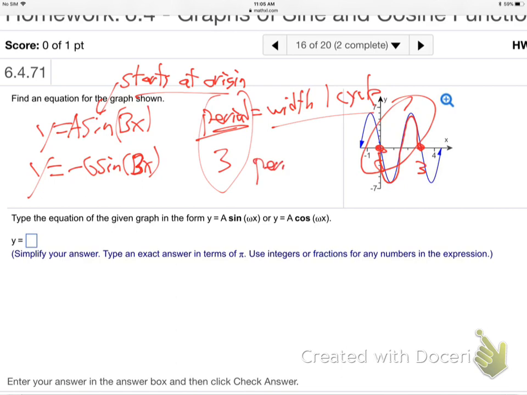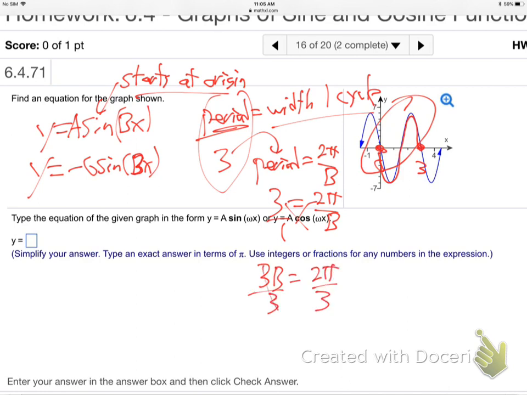So now we use the period formula. Period is 2 pi over b. Remember the period? That's what you want to have on your 3 by 5 card. So stick the 3 in for period. Period is 2 pi over b. Now we can solve for b. Put this over 1, diagonal, diagonal. 3b is 2 pi. b is 2 pi over 3. So this is negative 6 sine 2 pi over 3 x.